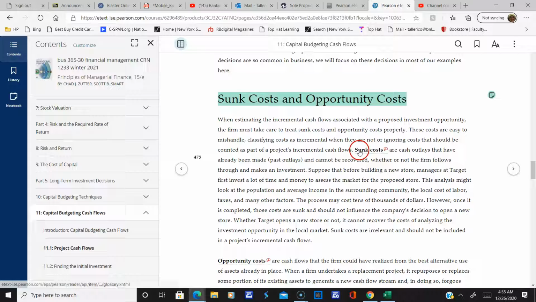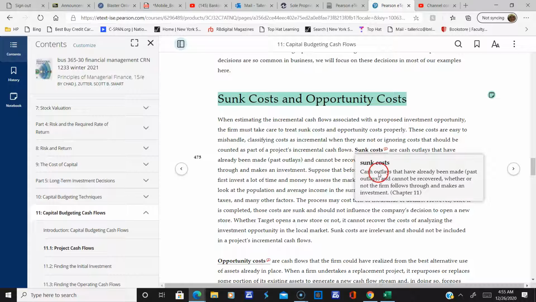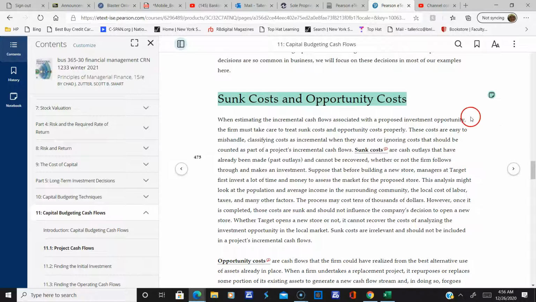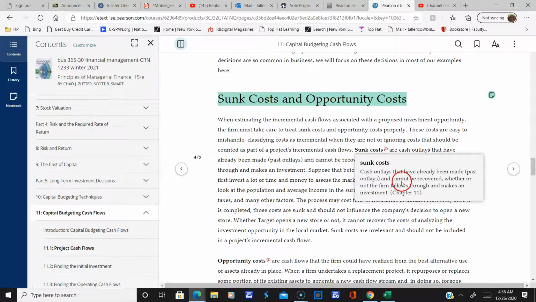All right, so sunk costs are cash outlays that have already been made and cannot be recovered, whether or not the firm follows through and makes an investment. Here's an example of a sunk cost, which I was just referring to. If I sink $2,000 into fixing my car, and I don't want to buy a new one because I think I'm going to save money.